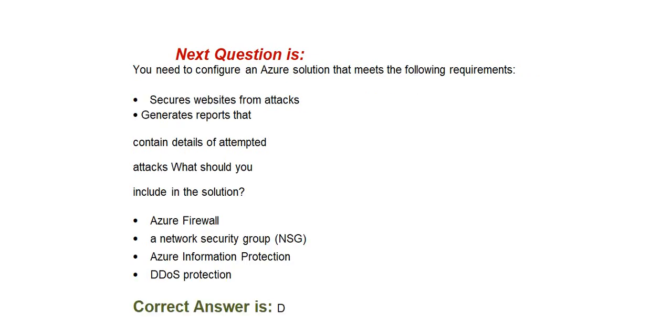Next question is, you need to configure an Azure solution that meets the following requirements. Secures websites from attacks, generates reports that contain details of attempted attack. What should you include in the solution? Option A, Azure Firewall. Option B, a Network Security Group NSG. Option C, Azure Information Protection. Option D, DDoS Protection. Correct answer is option D, DDoS Protection.